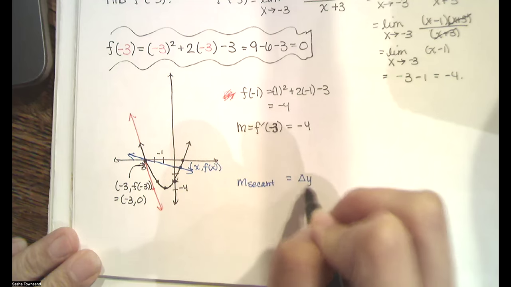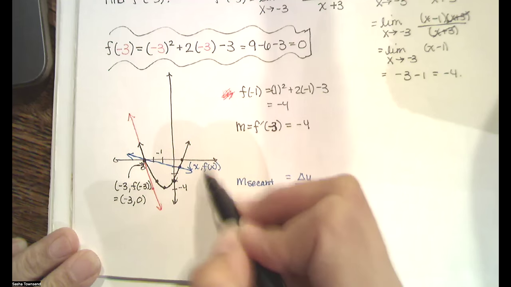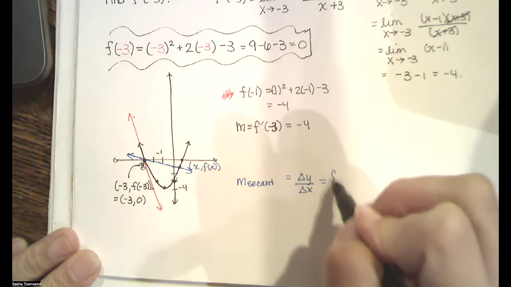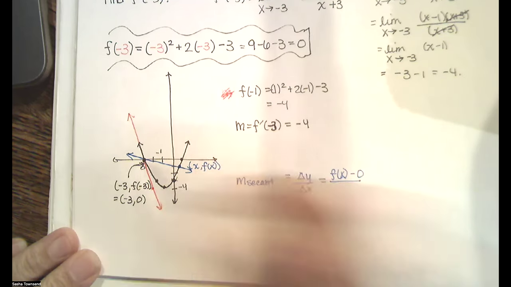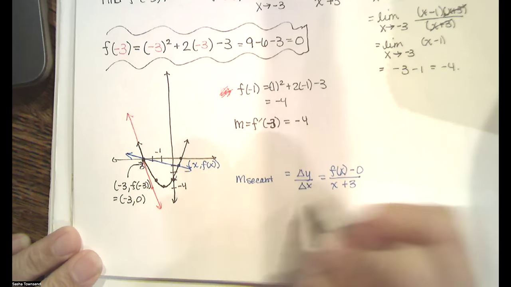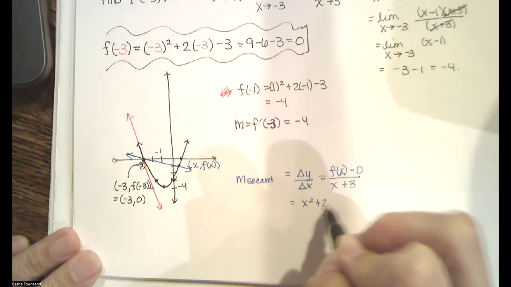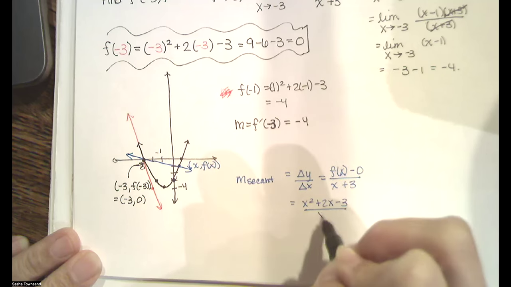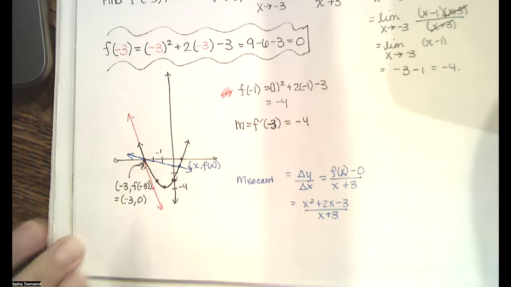It's change in y over change in x. So it's f of x minus 0 divided by x minus negative 3. Subtracting negative 3 is the same as adding 3. And so we get f of x, which was x squared plus 2x minus 3, all divided by x plus 3. And that tells us that that's what the slope is going to be in general.